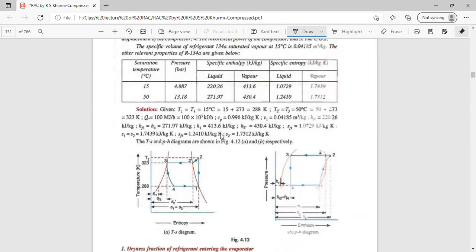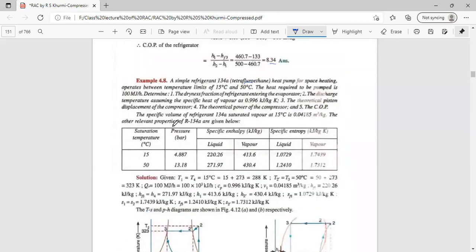So first of all, let us convert the temperatures. The lower temperature T1 to T4 is 15 degrees centigrade, which is equal to 288 degree Kelvin. T2 dash to T3, 50 degrees centigrade, is equal to 50 plus 273, which is 323 degree Kelvin. And Q is 100 megajoule, which is 100 into the power 7 kilojoule per hour. So the amount of heat which is being extracted is given here.